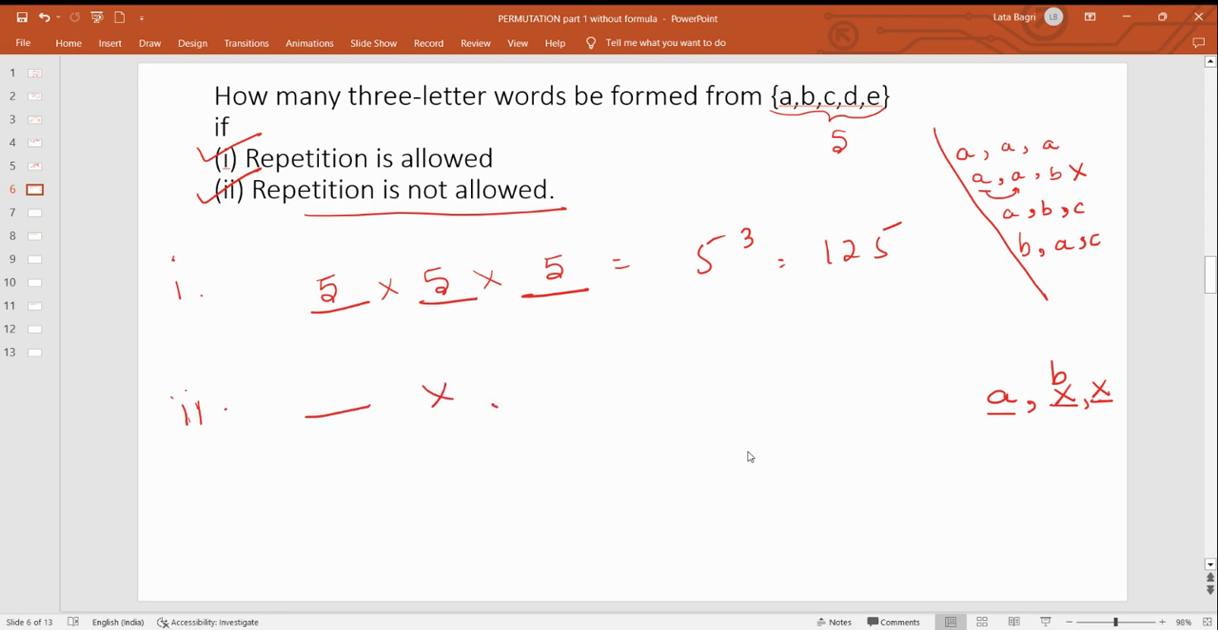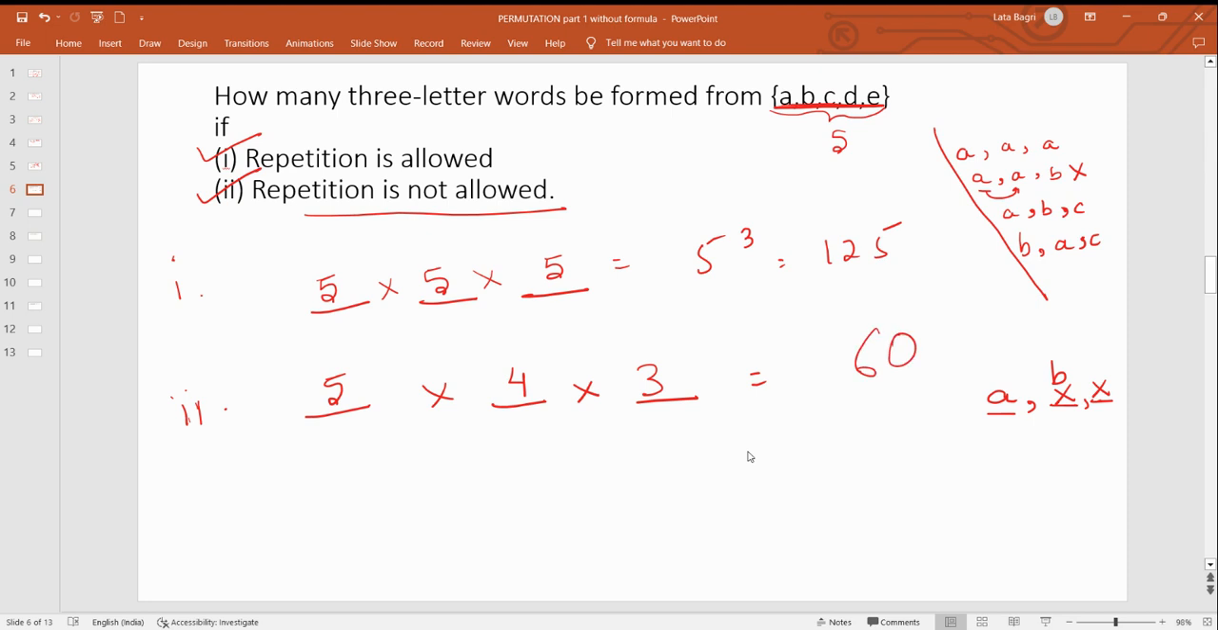So the thing is, again, this is also very simple. First letter, I can choose from any of these five. So I have five options. After I've chosen one letter, I am only left with four options. So four. Okay, four. So there are four ways of selecting the second letter. The third letter can be selected because see, one letter is already used, another is already used. So I am left with only three letters. So three. That means it is 5 into 4 into 3, which is 60.